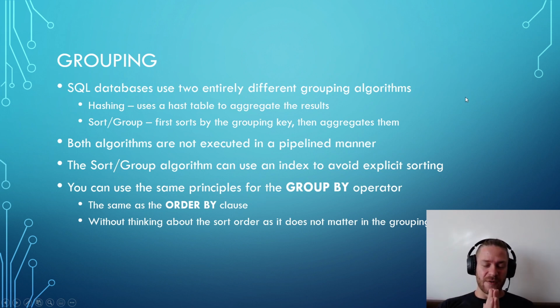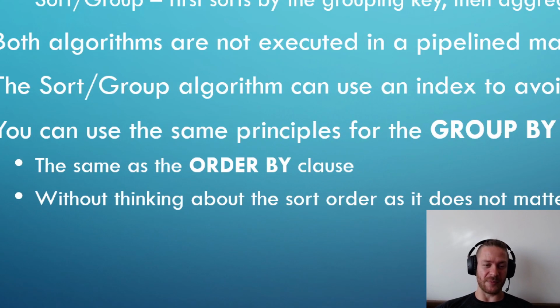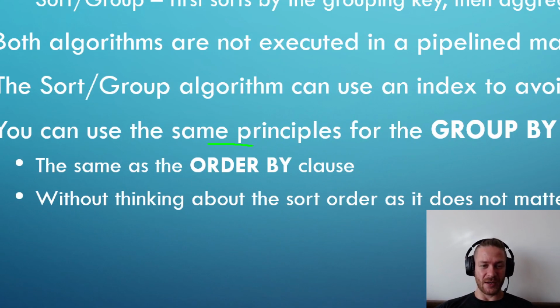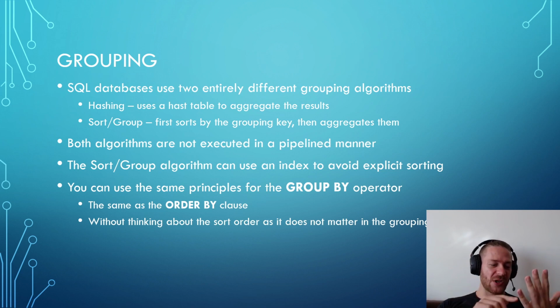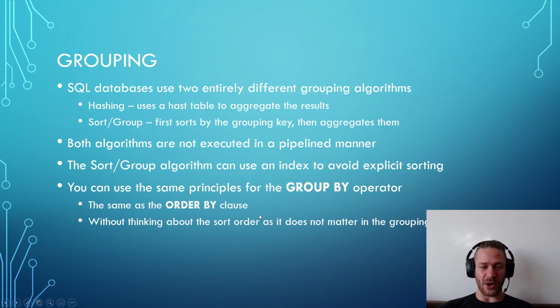So never optimize prematurely. But a group by operator and a group condition can be optimized the same thing as order by clause without thinking about the sort order, because it doesn't matter in grouping operations. In grouping operations, SQL Server doesn't care about the sort order. It cares to have a sorted list, but it doesn't matter which order it is. So the order is not important for the grouping.